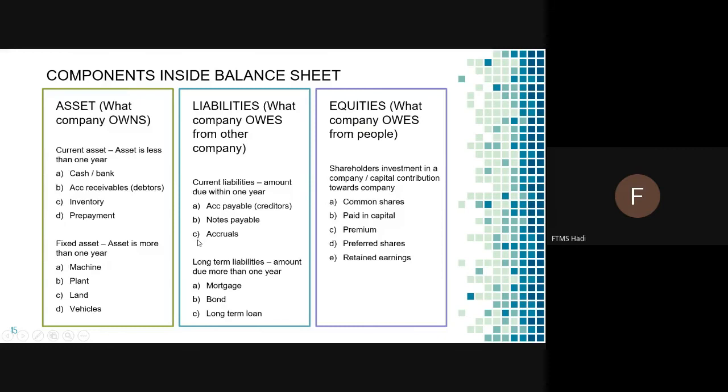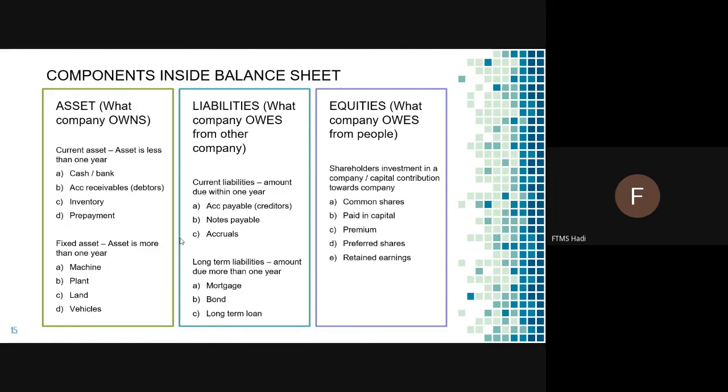Okay, and then C, which is accruals. Accruals is the opposite of prepayment. Accruals means expenses that will be paid later. For example, utility bills, water utilities or electricity utilities. You use the electricity or water first, and then the bill will arrive, and then you need to pay later.